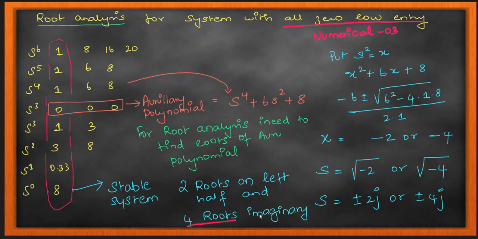But if you get a sign change, then you may get real roots also. So it can happen both. But your 4 root characteristics can be told from just the auxiliary polynomial. You can either get imaginary, you can get real, you can get both, right?